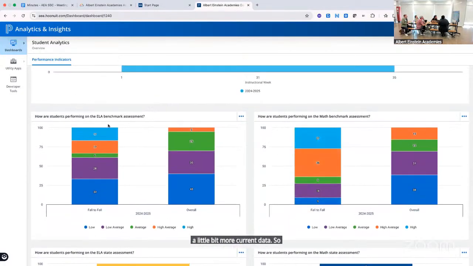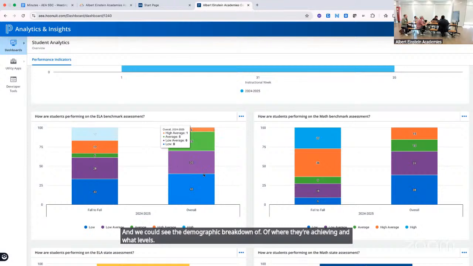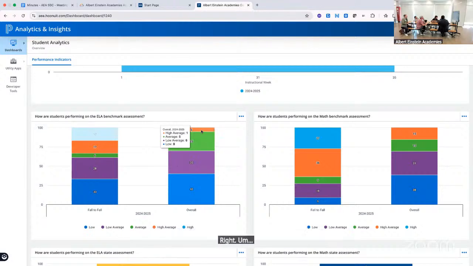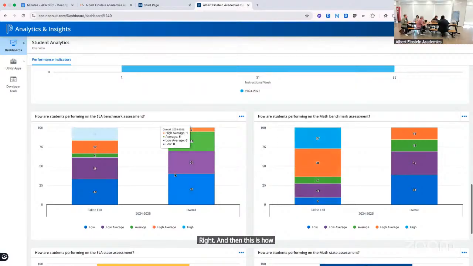So the ELA benchmark, this is still last year's data, so fall to fall, and we can see the demographic breakdown of where they're achieving and at what levels, right? And these numbers, if I mouse over them, are the raw numbers of students, right? And then this is how they're performing on math.